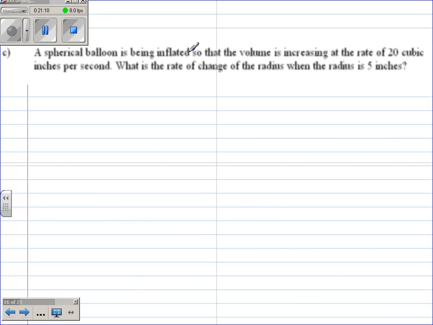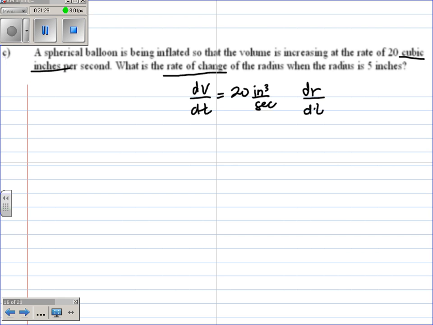A spherical balloon is being inflated, so the volume is increasing. So dv dt is 20 cubic inches per second. Anytime you see these units, it helps you know dv dt, what rate. So that's another derivative, how fast is the radius changing when the radius is 5. So volume equals 4/3 pi r cubed per sphere. So dv dt would be 4 pi r squared dr dt.